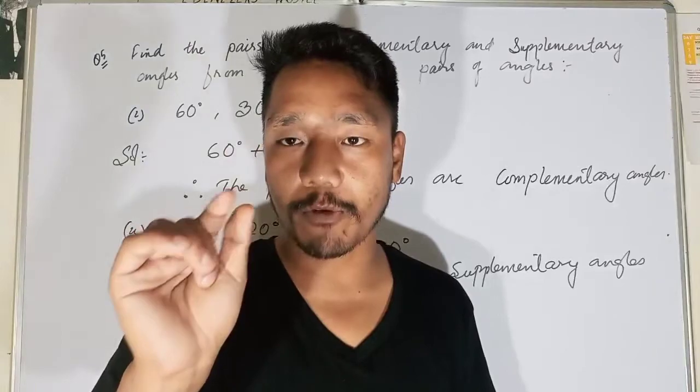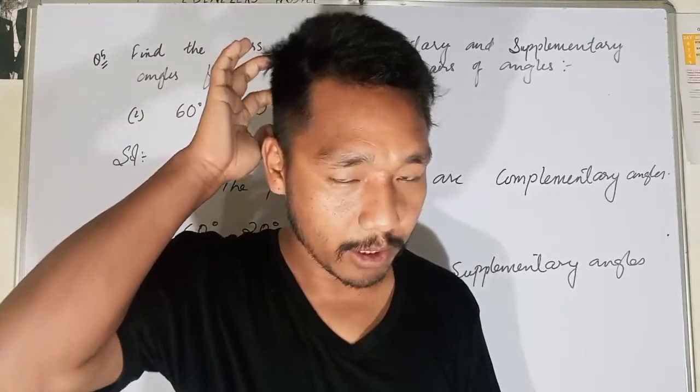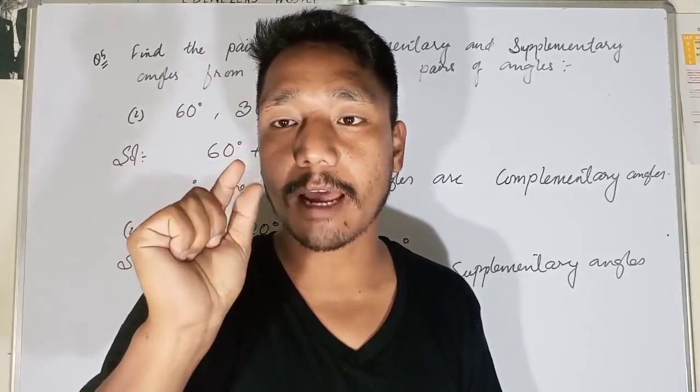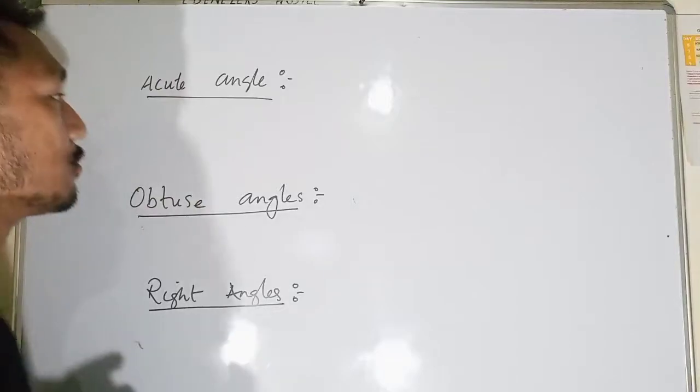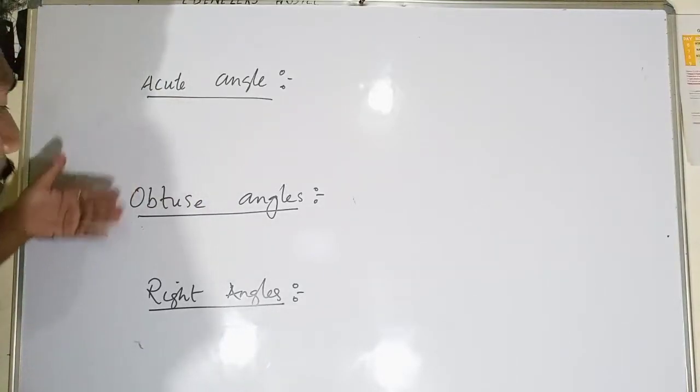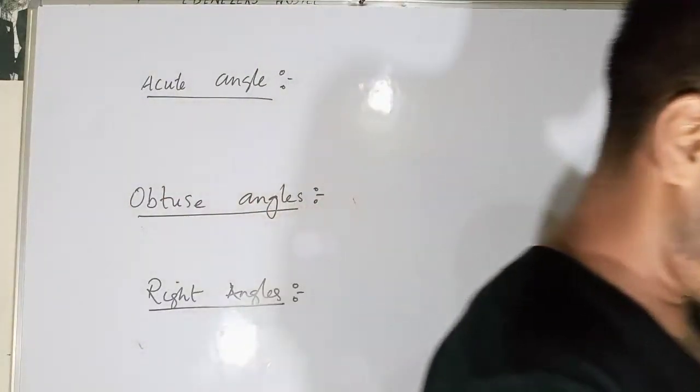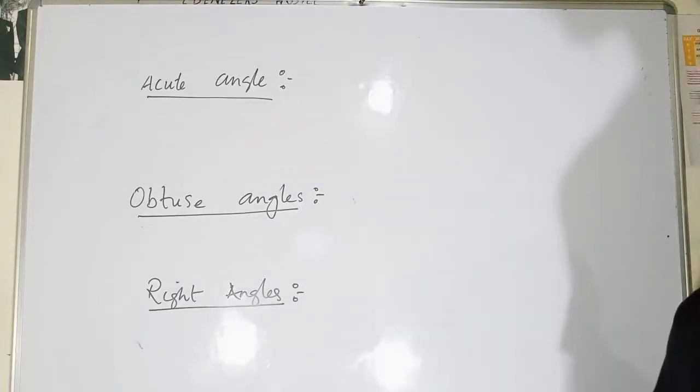Before we go to question number 13, I will just explain the different types of angles. I forgot to explain these three types of angles. So these are the different types of angles that we are going to discuss.